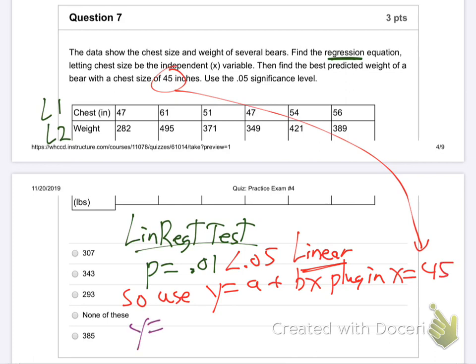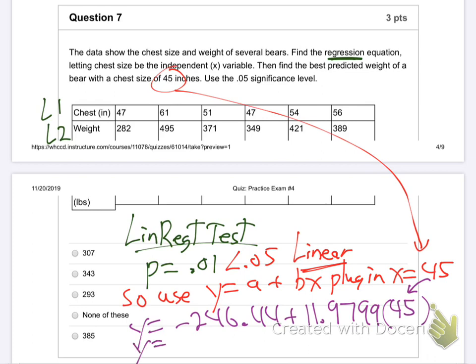So here we go. Y equals, so what's my A value? I'm getting negative 246.44 plus B, which is 11.9799 X, and X is 45. So hit the buttons on your calculator. And I'm getting 292.6, which rounds to 293.